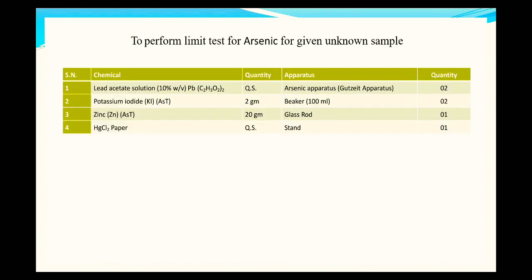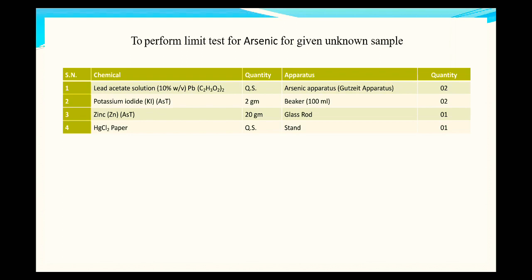Okay. To perform limit test for arsenic for a given unknown sample, we need the following chemicals: lead acetate solution having strength 10% weight by volume, potassium iodide solution, zinc, and mercuric chloride paper or mercuric iodide paper, which is available in your lab. Apparatus: arsenic apparatus or Gutzeit apparatus, beaker, glass rod and stand.